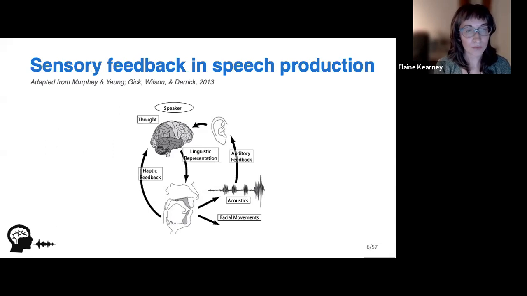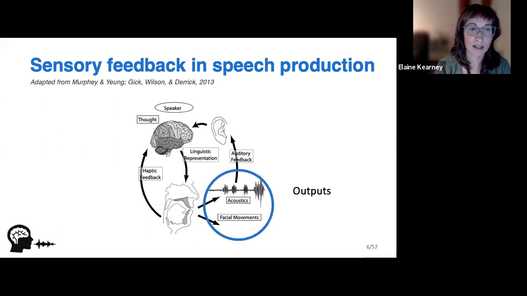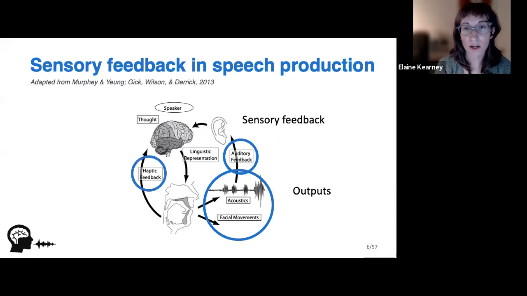If we take a look at this figure, it highlights the key outputs of speech production as the acoustic signal and facial movements. At the same time, the speaker is hearing the acoustics via auditory feedback, and they're detecting the facial movements via haptic feedback, or what I'm going to refer to in this presentation as somatosensory feedback. And so there is an ongoing mapping between this sensory feedback and the motor commands for speech production.